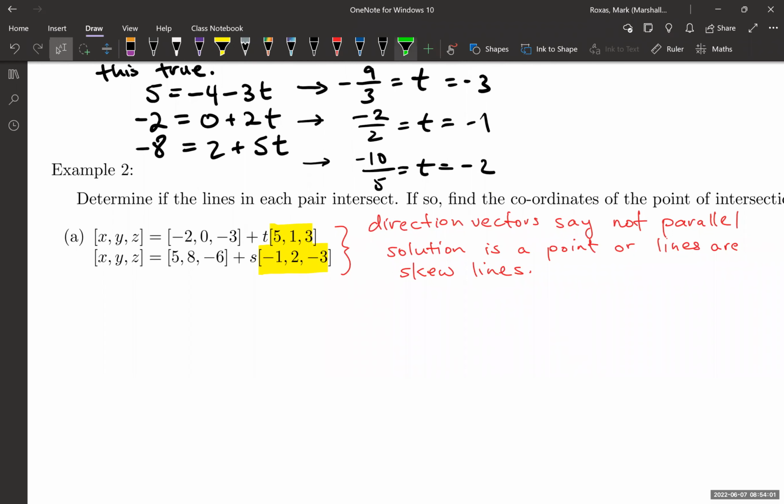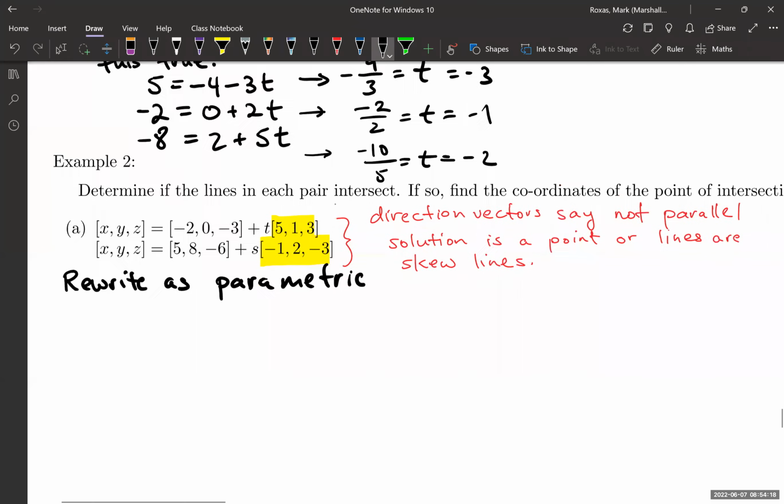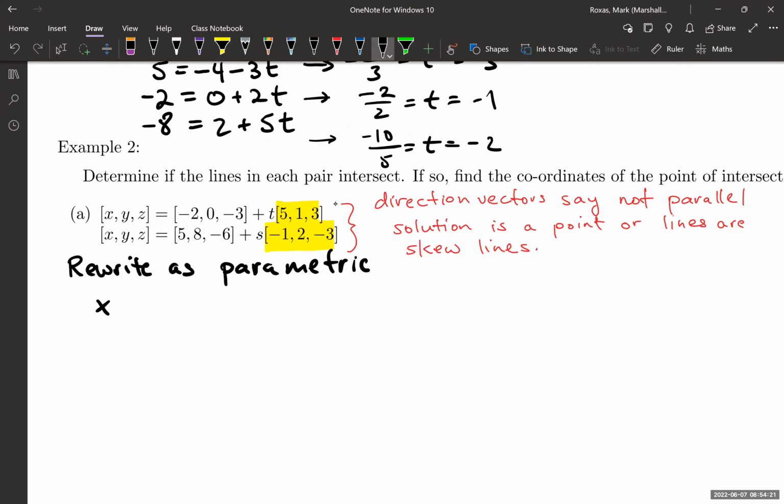Okay, so solving. How do we solve? Take out the parametric equation. So let's rewrite these as parametric. I'm going to take these equations and rewrite them as parametric equations. So for the first one, x equals -2 plus 5t, y equals 0 plus 1t, I'm just going to write that as t, and then z equals -3 plus 3t. So that's for the first equation.